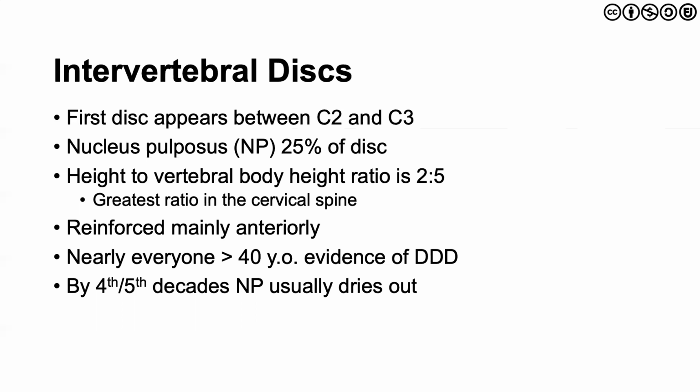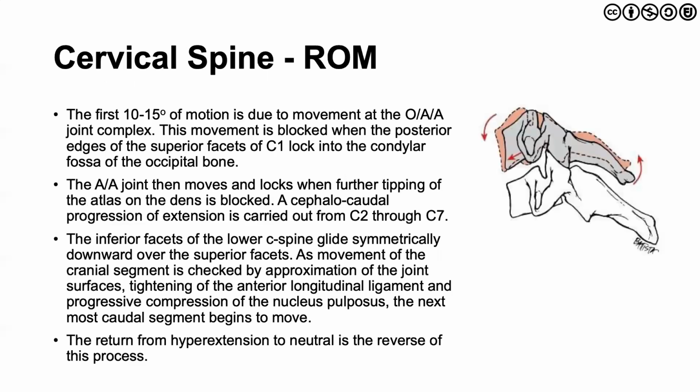And it should be noted that once you're in your 4th and 5th decade, a process known as desiccation begins to set in, which leads to the nucleus pulposus beginning to dry out. And as such, individuals greater than 40 years of age have evidence of degenerative disc disease, and then by extension, degenerative joint disease and other morphologic changes. Cervical spine range of motion might be impacted by that degenerative disc disease.